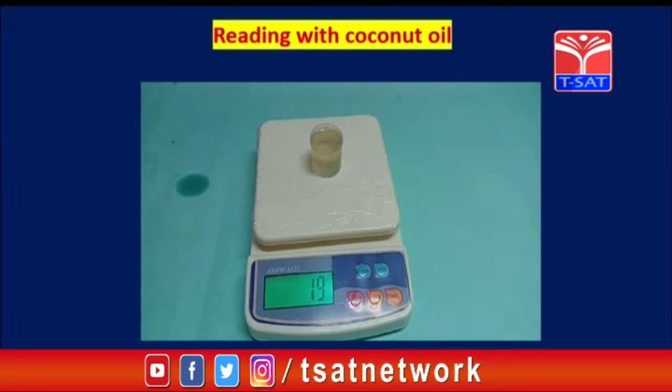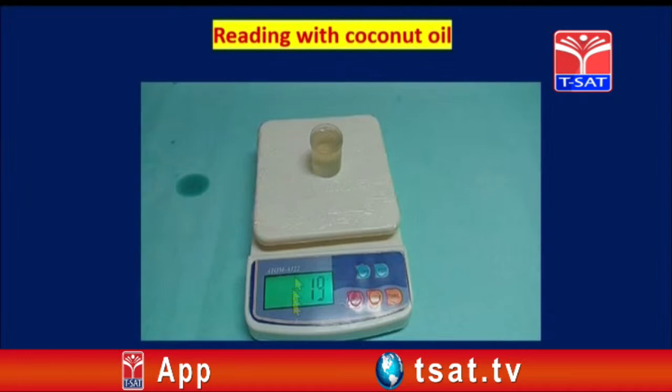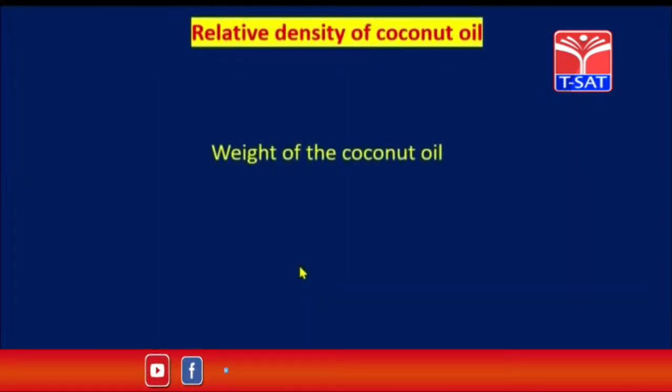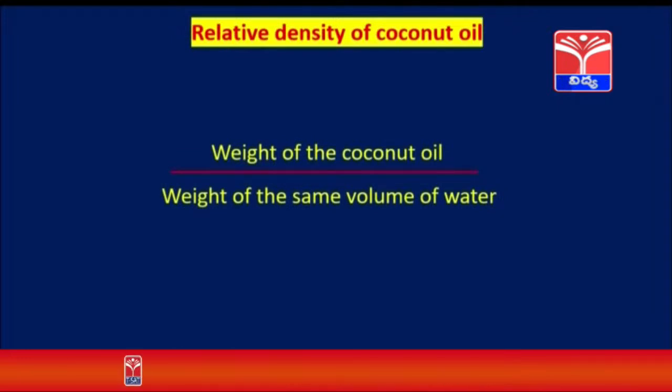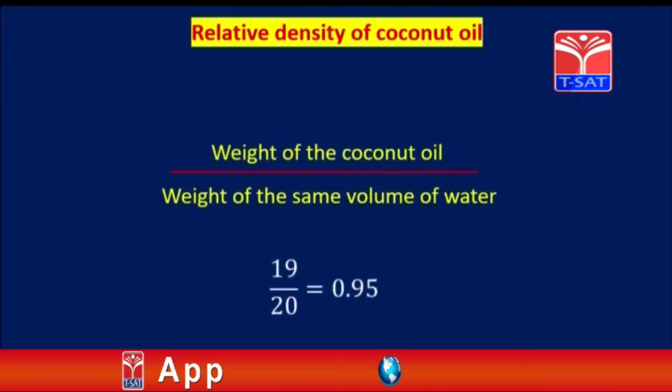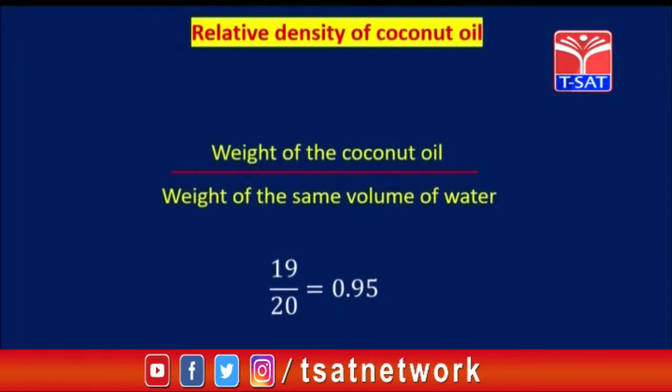Now, take another liquid. Fill it with coconut oil. This is the container with coconut oil. Now, you can see the weight. The weight is 19. Now substitute the values in the formula: weight of the coconut oil by weight of the same volume of water. Water we already found in the beginning itself. So the weight with coconut oil is 19 and with water is 20, that is 0.95. With this data we can see that different liquids have different densities.